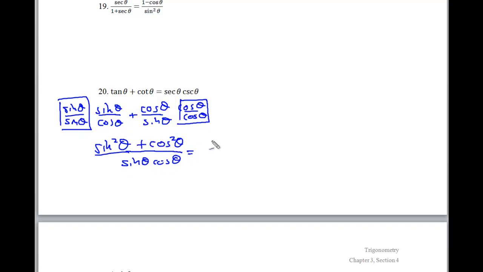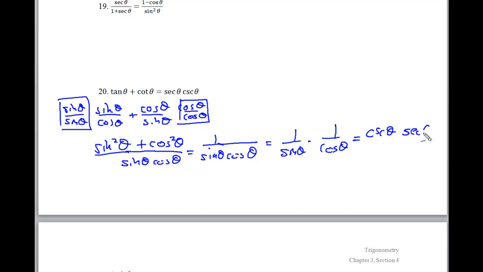What's nice is that now sine squared theta plus cosine squared theta is 1 over sine theta cosine theta. And then if I break this up, that's 1 over sine of theta times 1 over cosine of theta. Now we can turn these into the reciprocal functions: this is the cosecant theta, and this is the secant theta. And using the commutative property, we just switch the order: secant theta, cosecant theta.